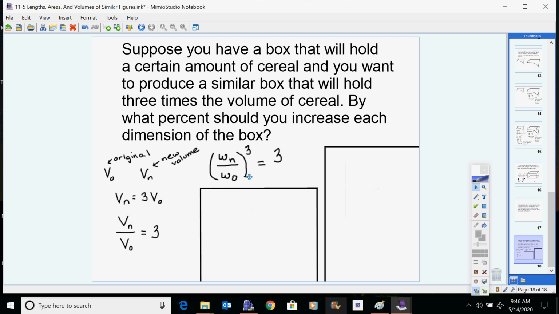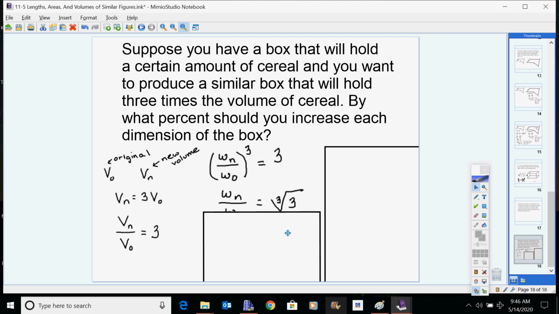So in order to get this solved, I need to find out how many times W, the original one, gets multiplied. So I need to solve here. I need to try and get the width of the new one by itself. So to undo a cube, we need to take a cube root.